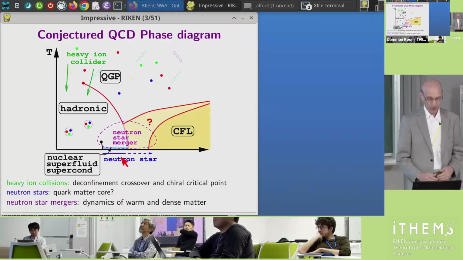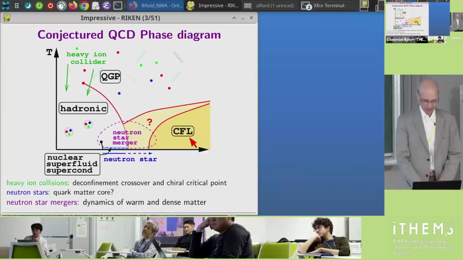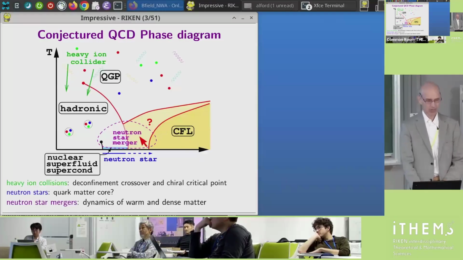One of the reasons we're excited about this is that there is potentially interesting phase structure there. This shows what we imagine might be there, a critical line ending at a critical point, a chiral critical point, a color flavor locked phase up at high densities. And in between, we don't know what, maybe some kind of quark matter. Our hope is that neutron star mergers will provide us with information about the possibly interesting phases of matter in this region.